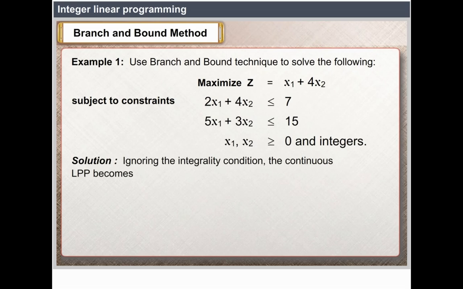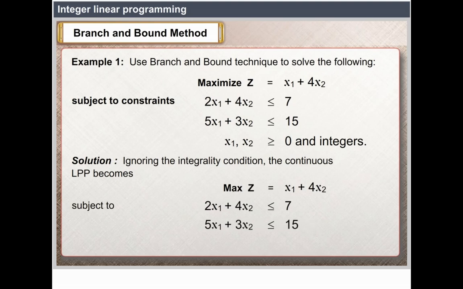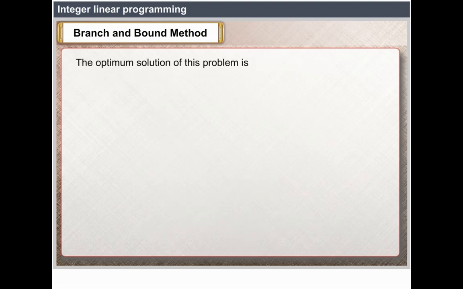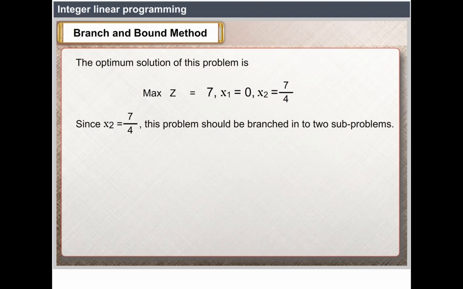Solution. Ignoring the integrality condition, the continuous LPP, that means linear programming problem, becomes: maximize z = x1 + 4x2 subject to 2x1 + 4x2 ≤ 7, 5x1 + 3x2 ≤ 15 and x1, x2 ≥ 0. By using the graphical method, the solution space is given by the region O, A, B, C. The optimum solution of this problem is maximize z = 7, x1 = 0, x2 = 7/4. Since x2 = 7/4, this problem should be branched into two subproblems.